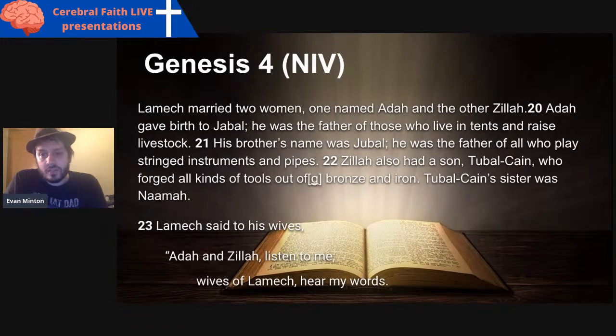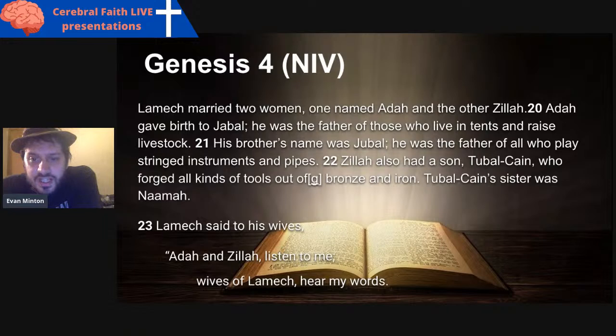Lamech married 2 women, one named Adah and the other Zillah. Adah gave birth to Jabal. He was the father of those who live in tents and raise livestock. His brother's name was Jubal. He was the father of all those who play stringed instruments and pipes. Zillah also had a son, Tubal-Cain, who forged all kinds of tools out of bronze and iron.